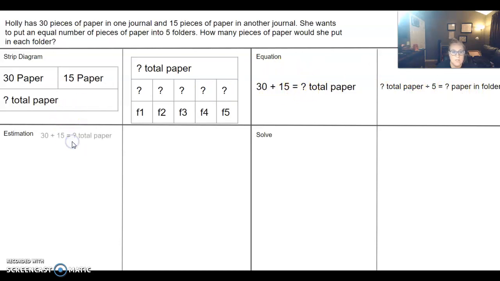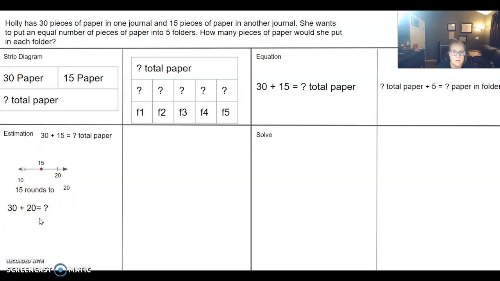So I'm going to bring my equation down, and it is 30 plus 15 equals question mark. Well, 30 is already a pretty easy number to work with, so I'm just going to work on estimating 15 for right now. So for 15, I'm going to round it, and I know that 10 is over here, and 20 is over here, and 15 is somewhere right in the middle. And if it's right in the middle, remember that it's going to go to the, that's right, bigger number. So I'm going to say that 15 is closer to 20. So that means 15 rounds to 20. So my new equation would be 30 plus 20 equals question mark.